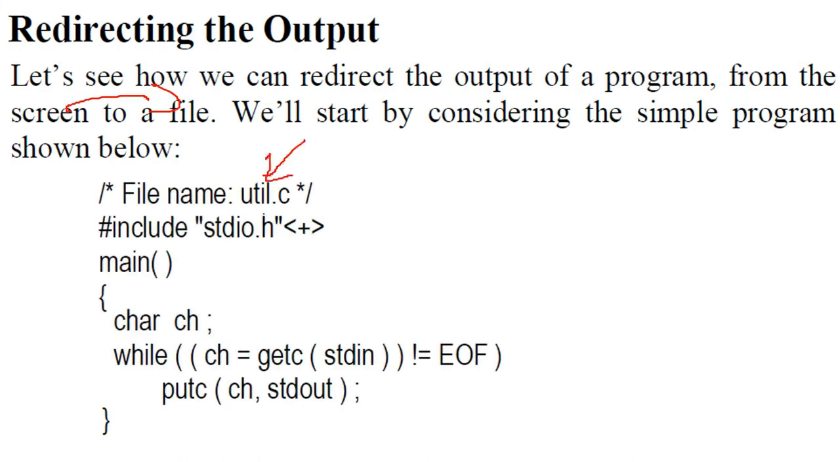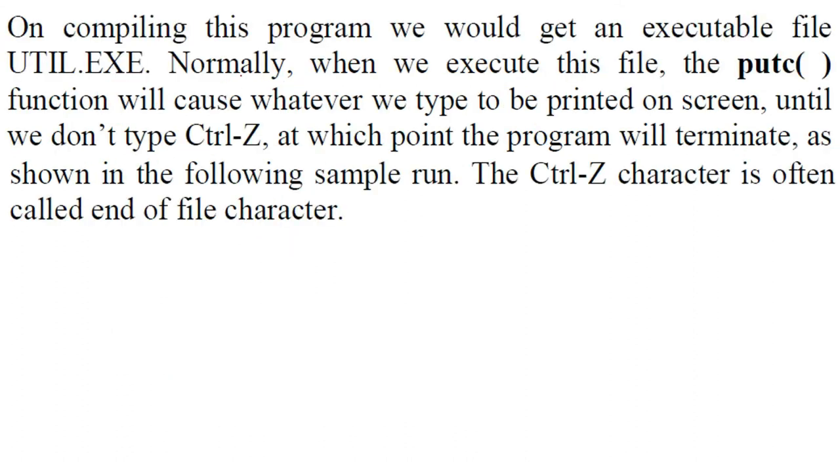This is util.c. You have to use stdio.h. So this is char ch. We are getting from standard input one character at a time and checking it for end of file, and we are putting the characters one by one to the standard output. Here, when we compile the program, we have util.exe. So when we execute this file, this putc function will cause whatever we type to print on screen until we type Ctrl-Z. This is the termination of the program.